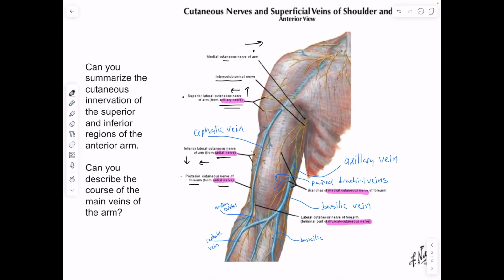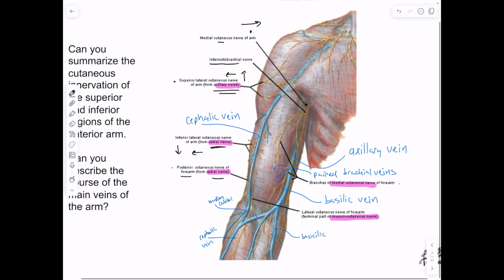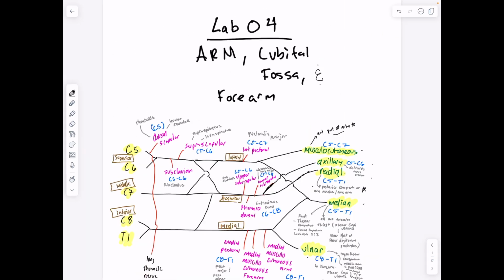Keeps things simple. All right, and then on this side we have branches of the medial cutaneous nerve of the forearm. You're just going to have to memorize that one too. And then the lateral cutaneous nerve of the forearm from the musculocutaneous nerve being right here. Not a great way of memorizing that. Musculocutaneous nerve, we do know, of course, is doing the anterior part of the arm from our brachial plexus.